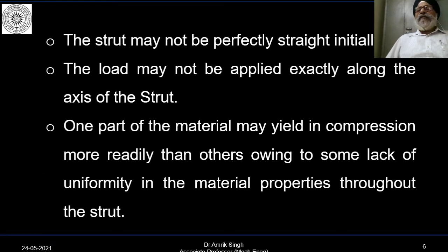If you see, this is a member and the axis is like this. The load should be applied exactly along this. If it is not, then it is likely to fail. Third, one part of the material may yield in compression more readily than others owing to some lack of uniformity in the material properties. That means the material property of this strut may not be uniform throughout the cross section. So that may be one of the reasons.